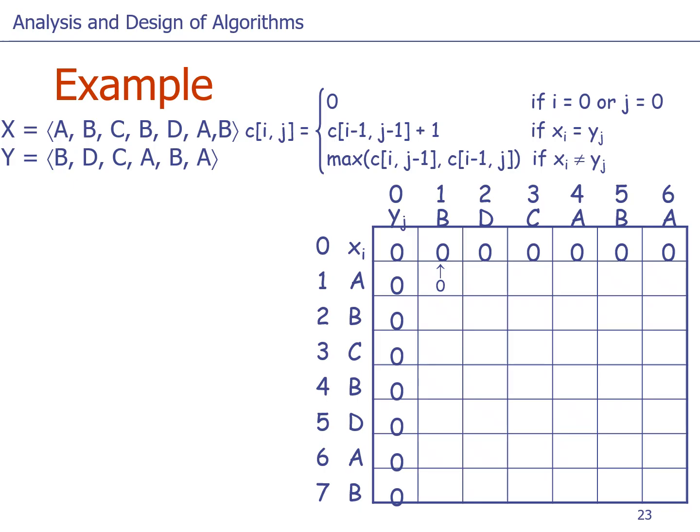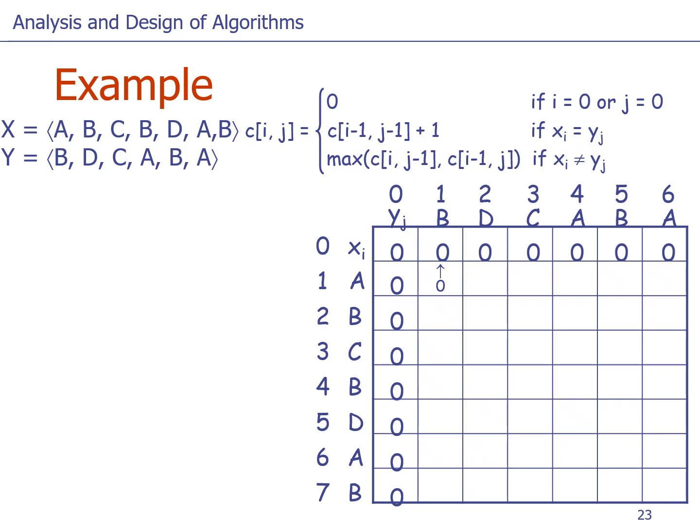Now C[i-1], which means go up one row and use the same j. So this is the cell that has the 0 just below the B and the Y in column number 1. Now I will pick the maximum of those two.